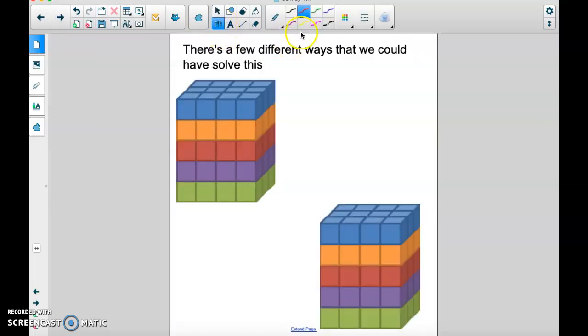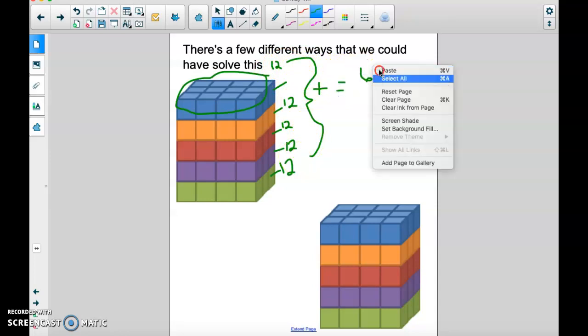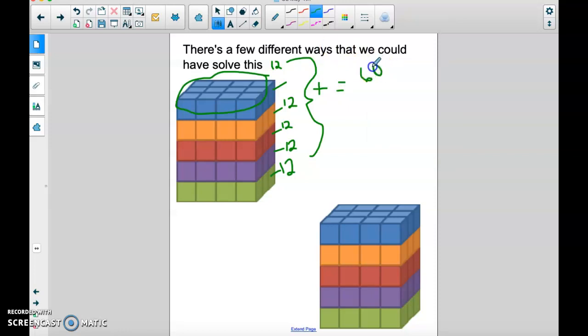Okay, so the first way is some people might go, all right, I know right here that there are 12 cubes, right? So there's 12 in this row, there's 12 here, there's 12 here, there's 12 here, and there's 12 here. So then when we add all that up, we get 60 total cubes. Okay? So that's one way people do it.